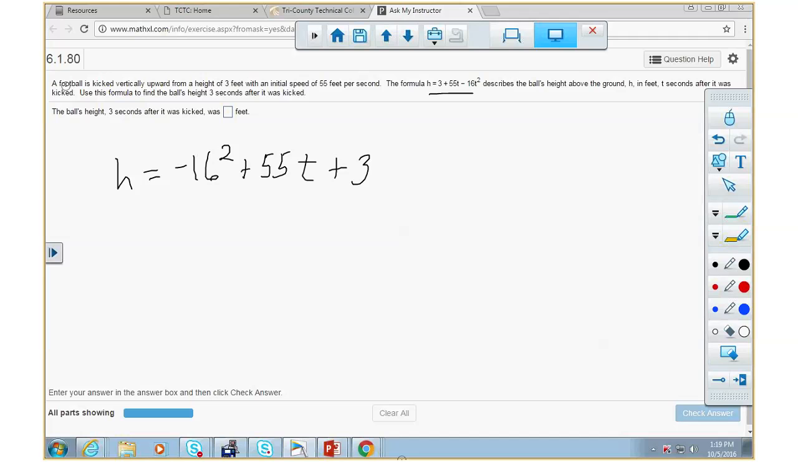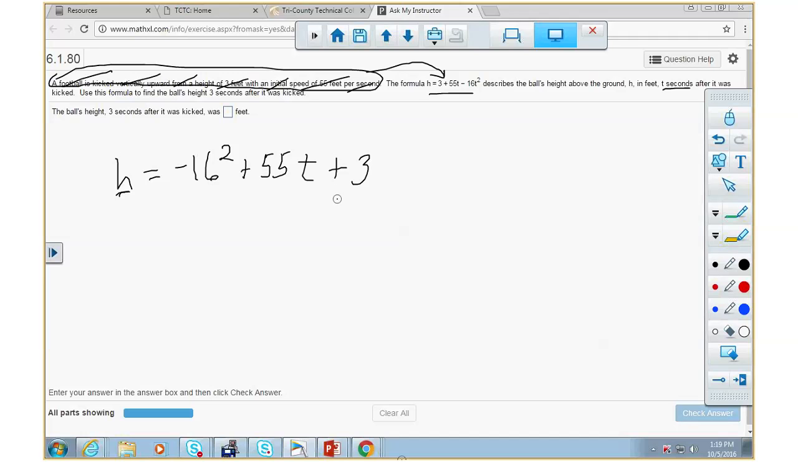A football is kicked vertically upward from a height of 3 feet. We don't care about that. With an initial speed of 55 feet per second. All of this tells you that. So, do you need any of this? No. Because that's all in the formula. It describes the ball's height after T what? T seconds.